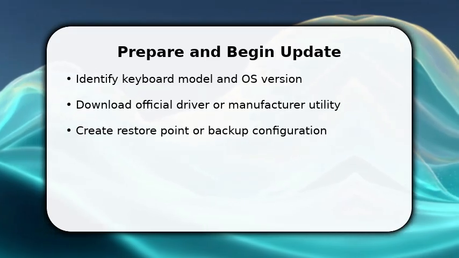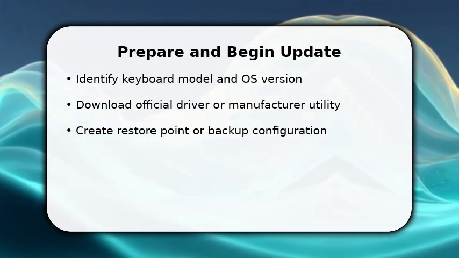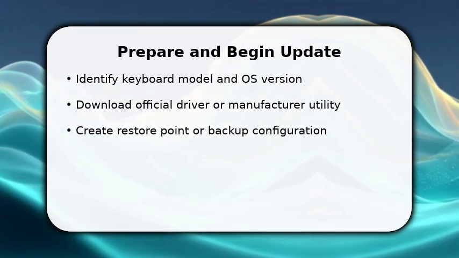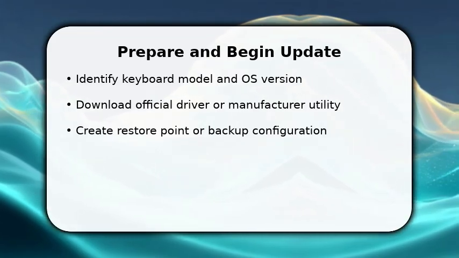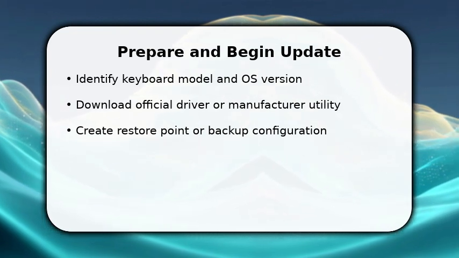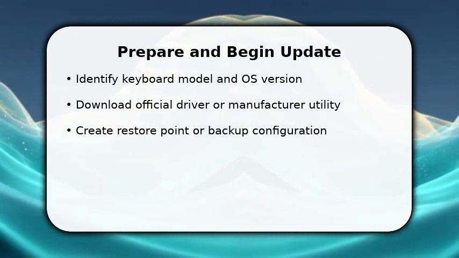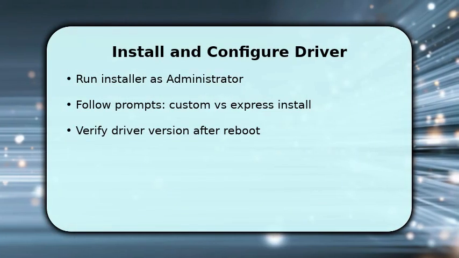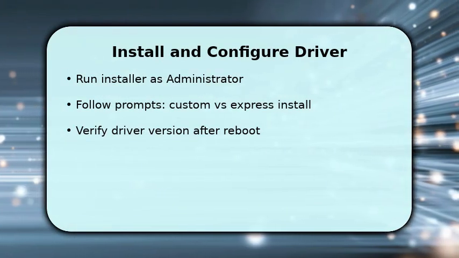While the download finishes, close conflicting apps and note any custom key mappings. Now run the installer as administrator to begin the update process. You'll follow on-screen prompts next. You run the installer with administrator rights and choose between Express or Custom installation. Custom lets you keep specific settings.